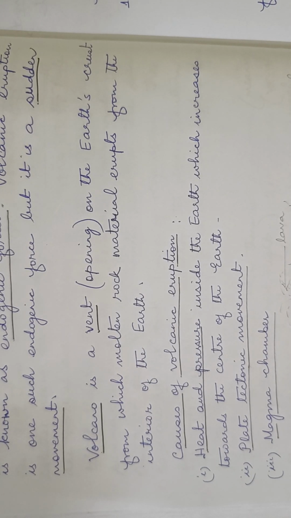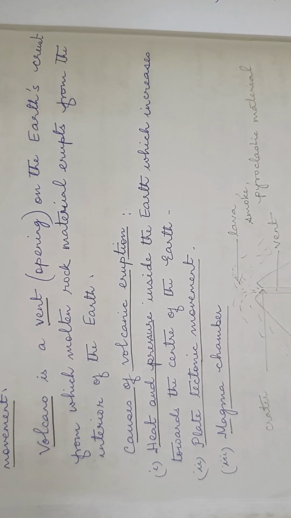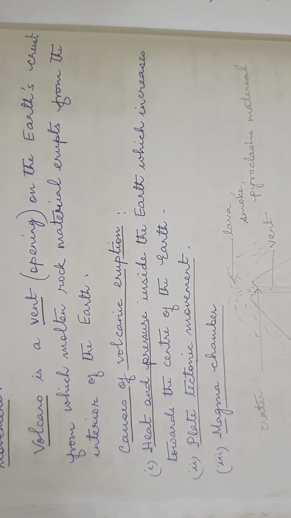What are the different causes of volcanic eruption? Number one is heat and pressure. This heat and pressure both increases as we go towards the center of the earth. Number two, plate tectonic movement.